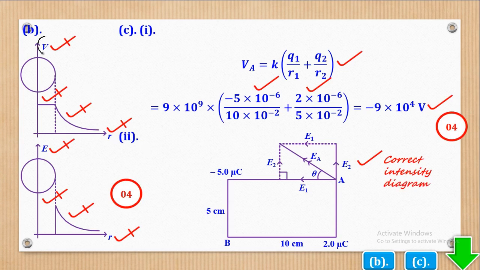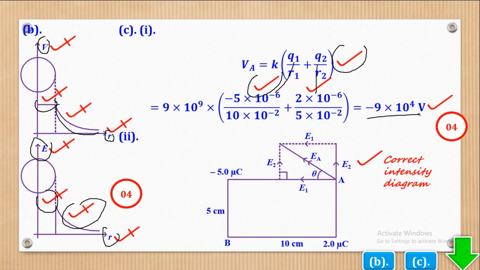So half a mark for labeling this vertical axis as V, half a mark for this area, half a mark for inside the sphere, and half a mark for outside the sphere. Half a mark for labeling vertical, half a mark for labeling horizontal, half a mark for inside the sphere, which is 0, half a mark for outside the sphere, which is exponential. Then you have full mark for quoting the formula for electric potential, full mark for substituting this, and full mark for substituting that, full mark for the output, full mark for the correct intensity diagram.